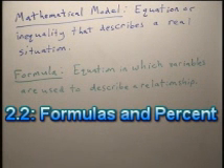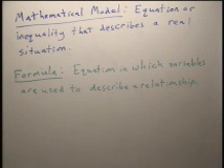In this section, we will first be talking about formulas, then we will be talking about percents. To begin, a mathematical model is an equation or inequality that describes a real situation. A formula is a specific type of mathematical model. It is an equation in which variables are used to describe a relationship. Examples that we will be seeing are the distance formula and the simple interest formula.